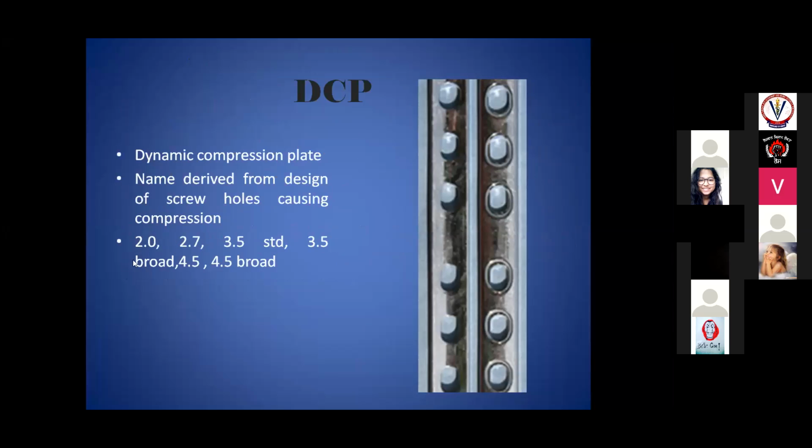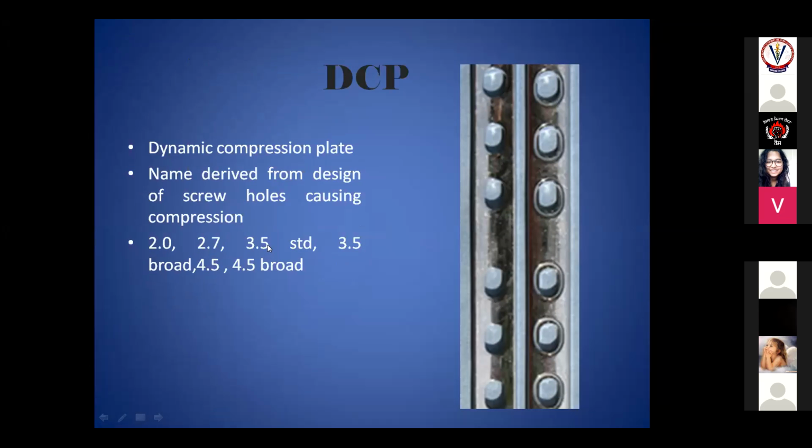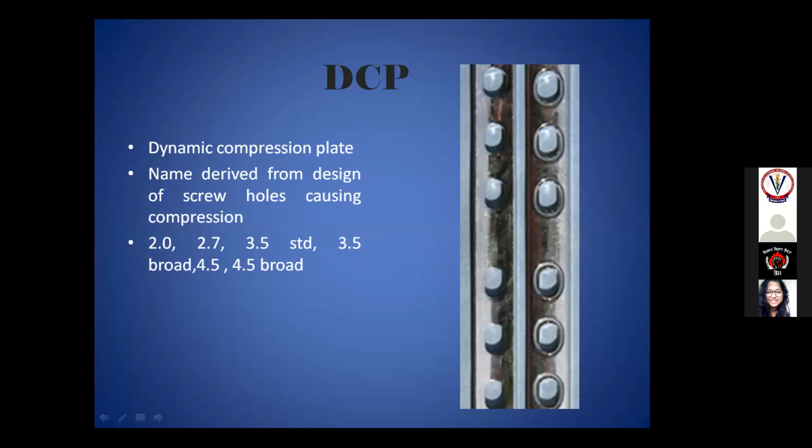They are available in different sizes like 2, 2.7, 3.5. What this indicates is, suppose I say a 2 plate, it will take a 2 mm screw. If I say 2.7, it will take a 2.7 mm screw. If I say 3.5, it will take a 3.5 mm screw. It is neither the length of the plate nor the thickness of the plate. Keep in mind that 3.5 means it will take a 3.5 mm screw.